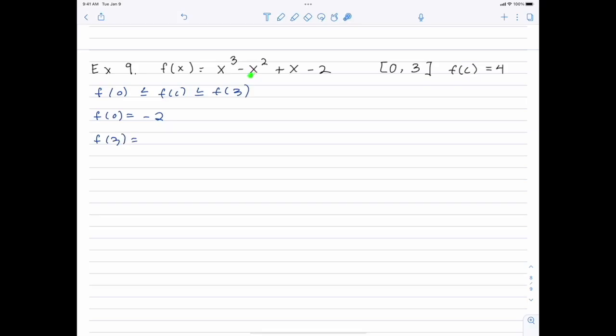27 minus 9 is 18. Plus 3, 21. So 19. Hopefully I did that right. Whatever it is, it's way bigger than this. So this is going to be true. I'm assuming I did that. If I messed up and it's not 19, I should still be okay. I'm doing it in my head and I'm being lazy and not double checking it.